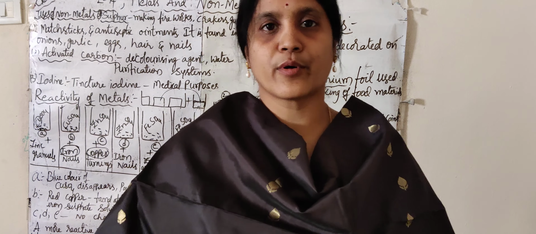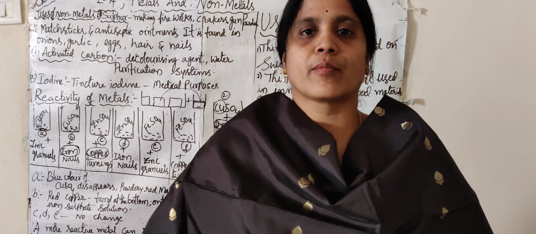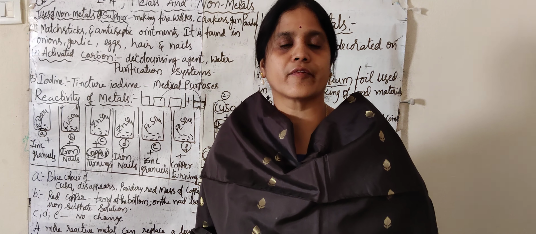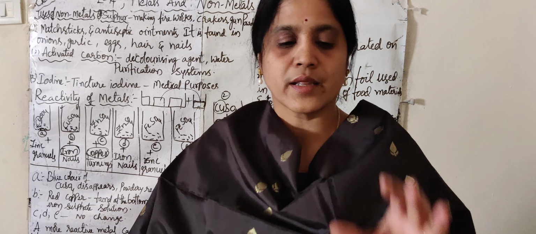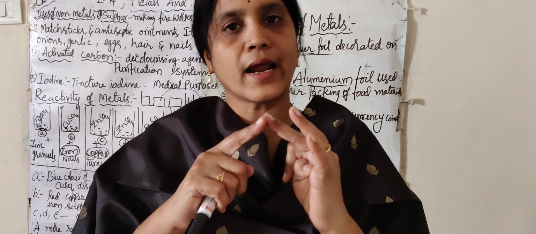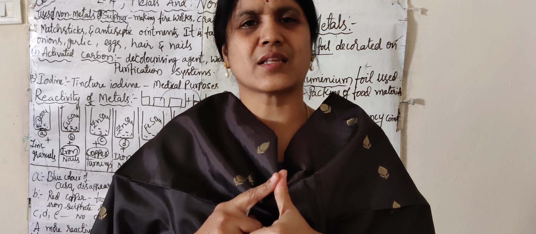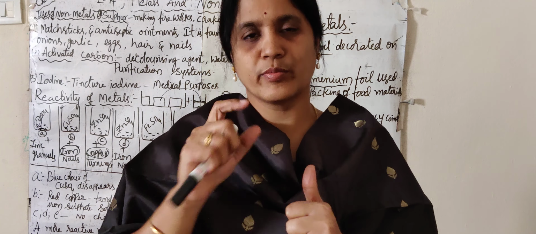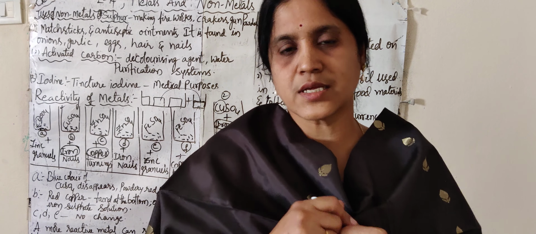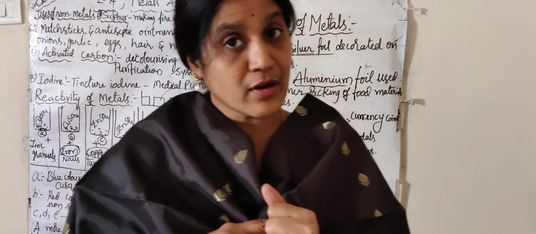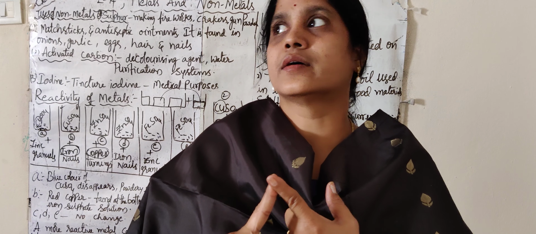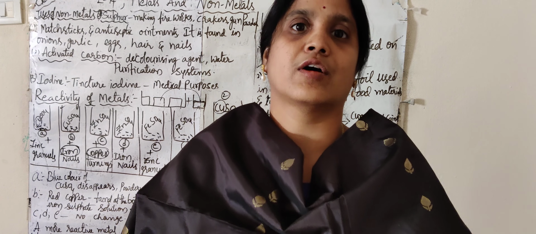Now I'll discuss the uses of non-metals. Here in our textbook, only 3 non-metals are given. They are carbon, sulfur, and iodine. Carbon is what we call charcoal, in which we have carbon. Even in diamond we have carbon, and in graphite also we have carbon.